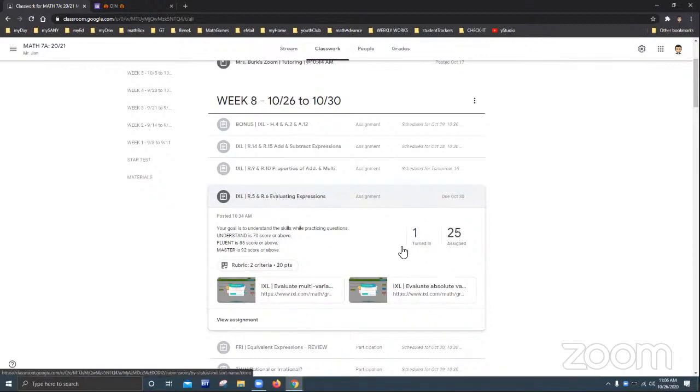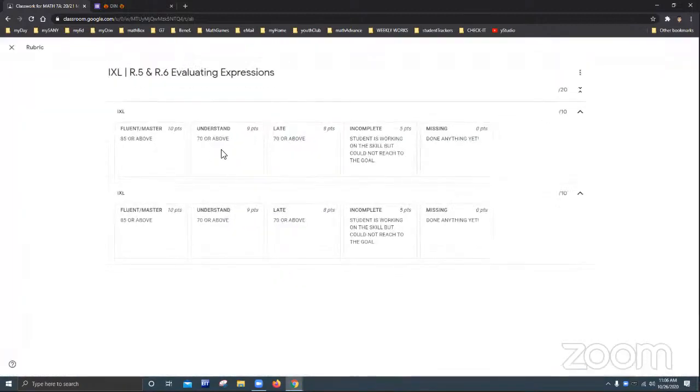Okay. The grading criteria is the same. Missing, you're not receiving any points. Incomplete means you are below 50 or around 50. If you turn in late, above 70, you're going to get 8 points for each one. And if you understand, at 70 or a little bit above, you're going to get 9 points, which is 90. And if you get mastery, you're going to get 100 for all of them.